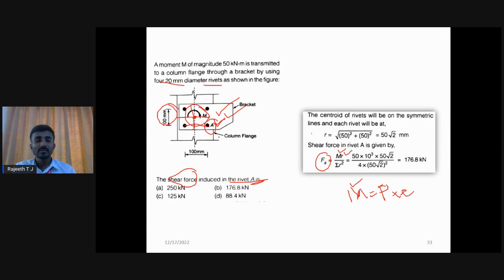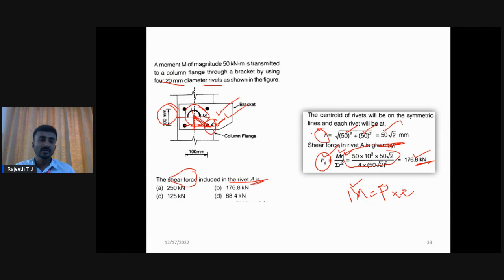What is R? For A, we know how to calculate R. You draw a radial line and use Pythagoras theorem: opposite square plus adjacent square. Opposite is 50, adjacent is 50. Therefore, your R value will be square root of 50 square plus 50 square, 50 root 2 millimeter. So the shear force in rivet A will be M R by sigma R square. What I want is the shear force induced in bolt A, that is Fs. If you substitute all these values, you get the Fs value as 176.8 kilonewton.